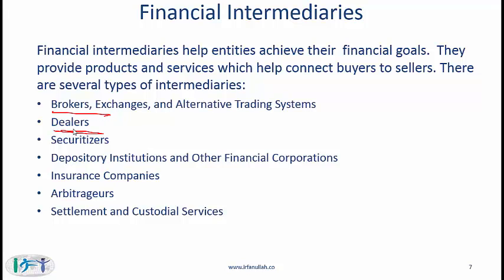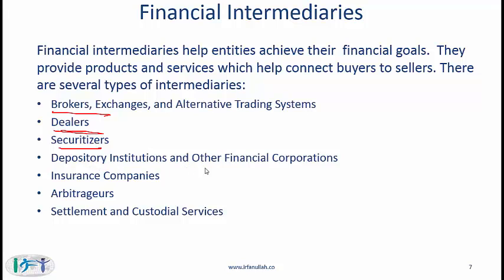Dealers are also financial intermediaries. The fundamental difference between a dealer and a broker is that a dealer will buy the asset, have his own inventory, and then sell to the other party. Securitizers are entities that buy a pool of assets, such as mortgage securities, and then create securities based on that pool. And this is something that we see in fixed income. We also saw this briefly in FRA.